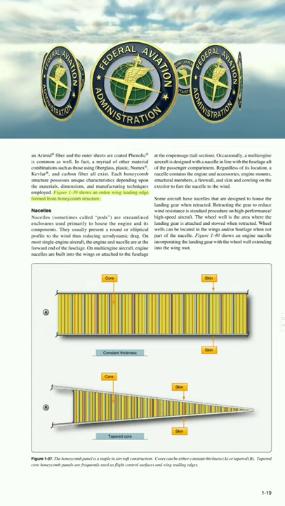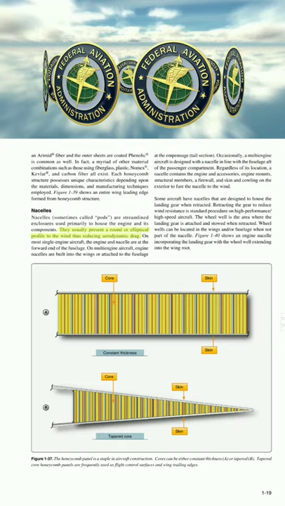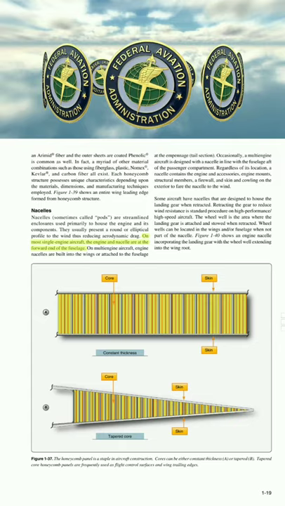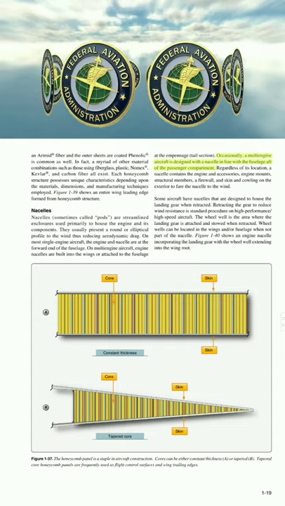Nacelles. Nacelles, sometimes called pods, are streamlined enclosures used primarily to house the engine and its components. They usually present a round or elliptical profile to the wind, thus reducing aerodynamic drag. On most single-engine aircraft, the engine and nacelle are at the forward end of the fuselage. On multi-engine aircraft, engine nacelles are built into the wings or attached to the fuselage at the empennage tail section. Occasionally, a multi-engine aircraft is designed with a nacelle in line with the fuselage aft of the passenger compartment.